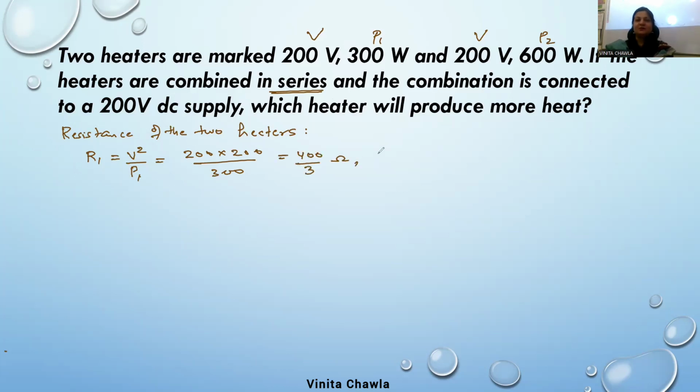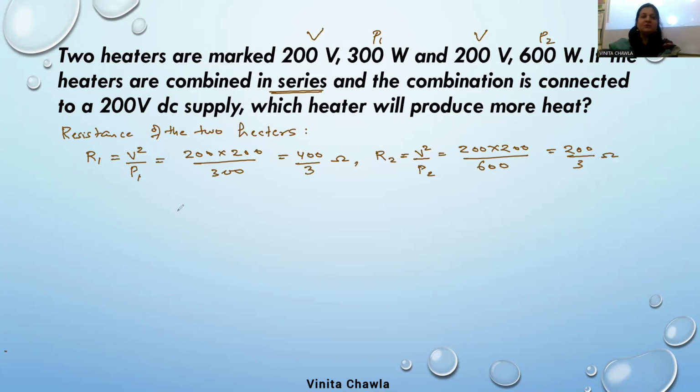Similarly, we can find resistance of the second heater. It's R2, V square by P2. Write formulas, write all the steps. Okay. 200 into 200, as I am writing here, on 600. So you'll get 200 by 3 ohm.